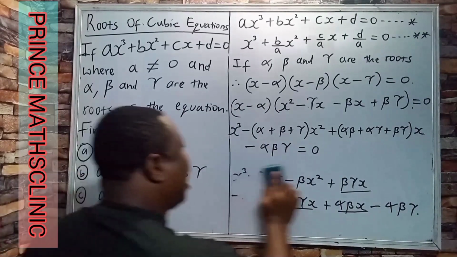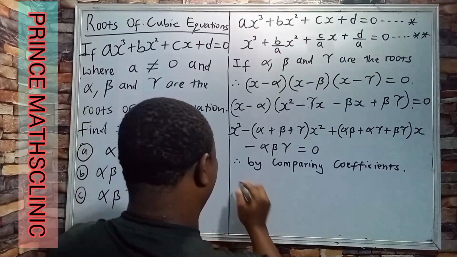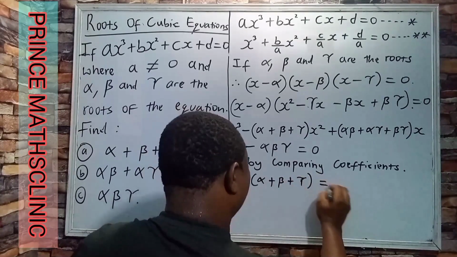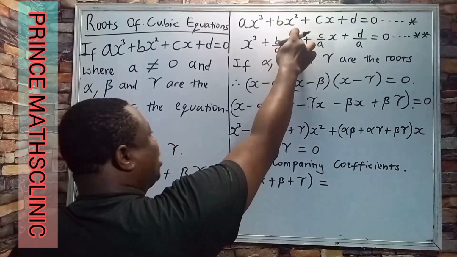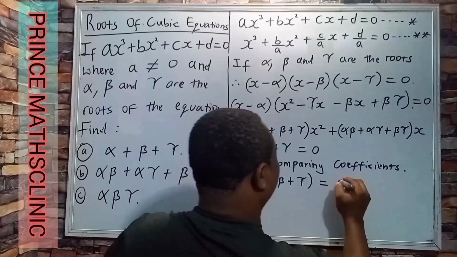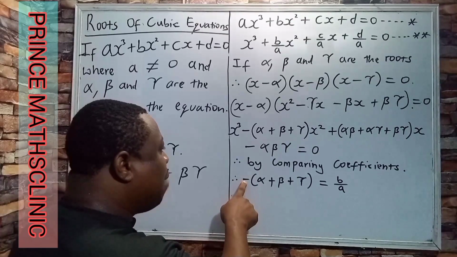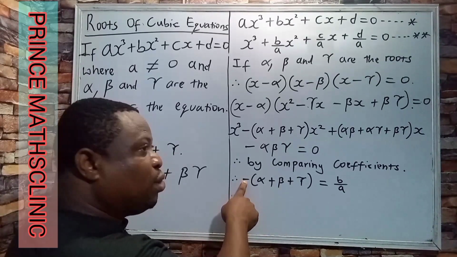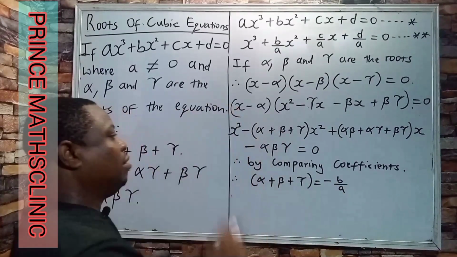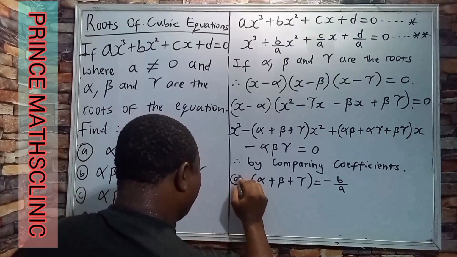Right? With that, now I'm going to compare the coefficient of x squared here to x squared in our equation. Therefore, minus alpha plus beta plus gamma is equal to b over a. Remember, x squared, x squared. That's why we are comparing what is in the bracket to the coefficient of x squared here. If I multiply both sides by minus 1, the minus 1 times minus turns to positive, and this becomes negative b over a. We are asked to find alpha plus beta plus gamma, so this is our result to question A.